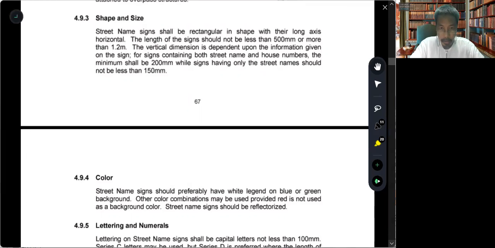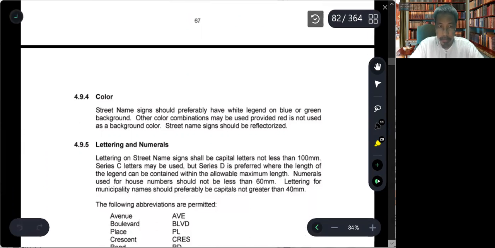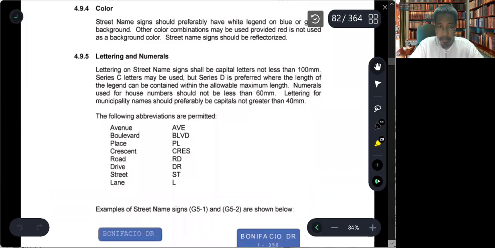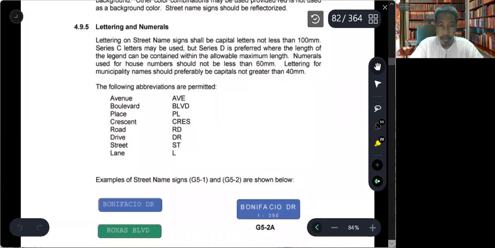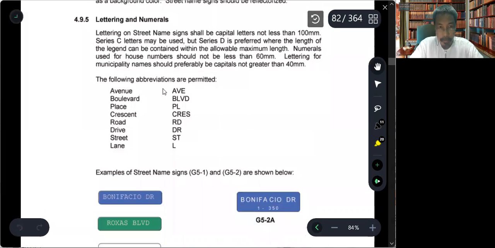Color: white legend on blue or green background. Reflectorized lettering and abbreviation could be used. So standard abbreviation: Avenue, AVE; Boulevard, BLVD; Place, PL; Crescent, CRES; Road, RD; Drive, DR; Street, ST; Lane, LN. So those are the permitted abbreviations. Other than that, we have to spell out the word.